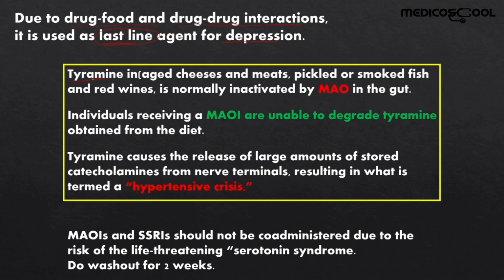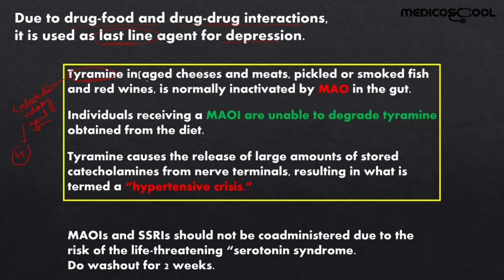Normally we have tyramine. It is a catecholamine releasing agent. So it releases the catecholamines from the presynaptic neurons, and these catecholamines in turn act on the postsynaptic receptors and cause effects like hypertension, tachycardia, etc.